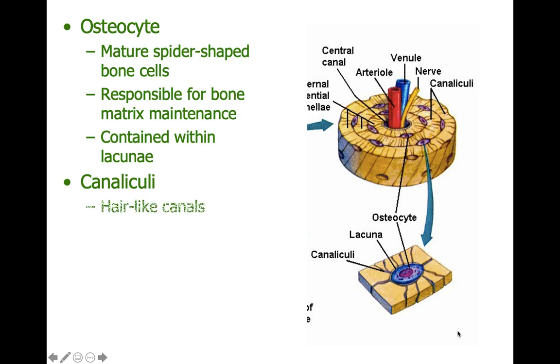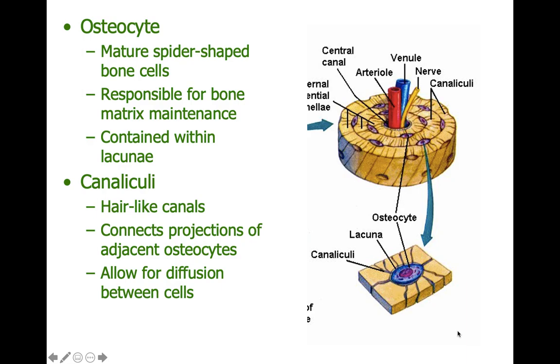But canaliculi are hair-like canals because, again, if we think about the shape of the living cell, it's spider-shaped. We have the centralized cell body with our finger-like projections. If the bone matrix is hard, we have to have space. We have to have a tunnel for those fingers to be in, and that's what a canaliculus is going to be. It connects the projections of adjacent osteocytes. So these tunnels where the finger-like projections are allow one cell to communicate, to be in close proximity to another.